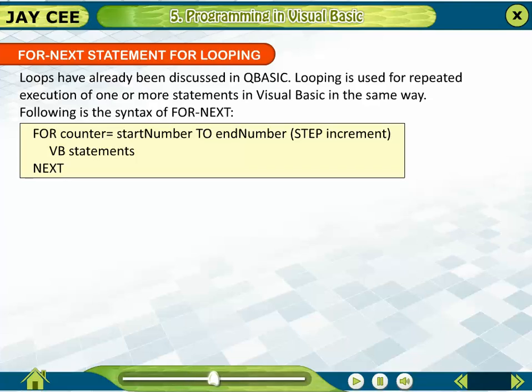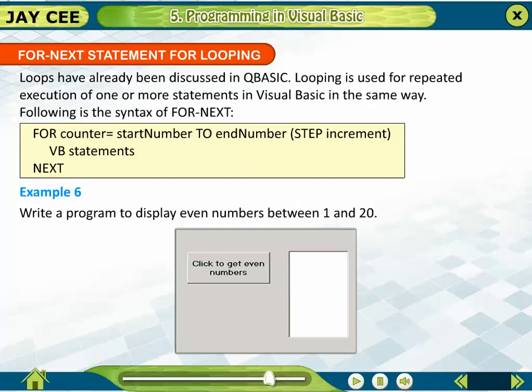For counter = start number to end number step increment, VB statements, Next. Example 6. Write a program to display even numbers between 1 and 20. Code.